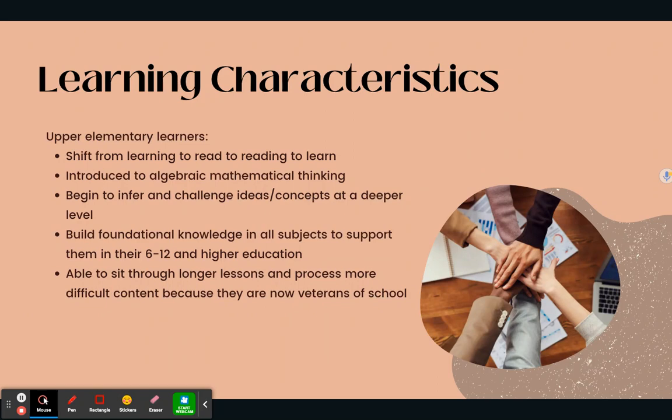In upper elementary, grades 3 through 5, students are shifting from a learning to read to a reading to learn mindset. So, they've been taught the foundational skills, they're still building upon those foundational skills, but now instead of sounding out c-a-t, they're reading cat fluently and also gathering more information from their reading.